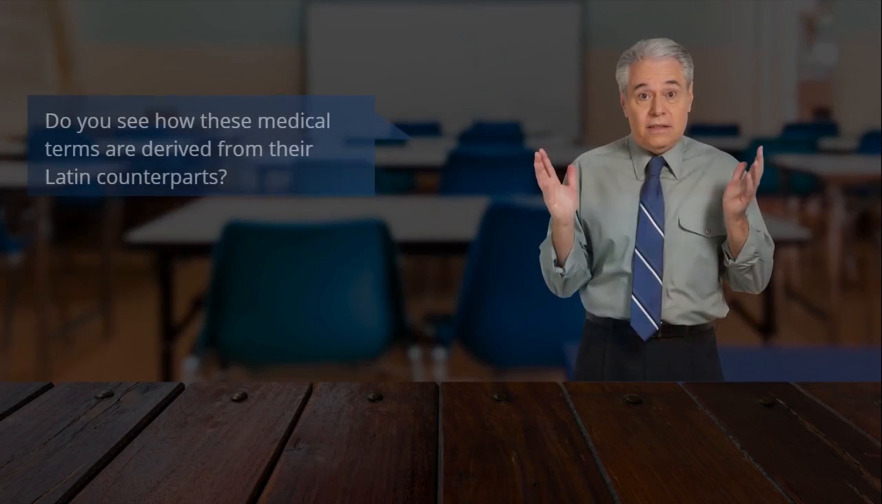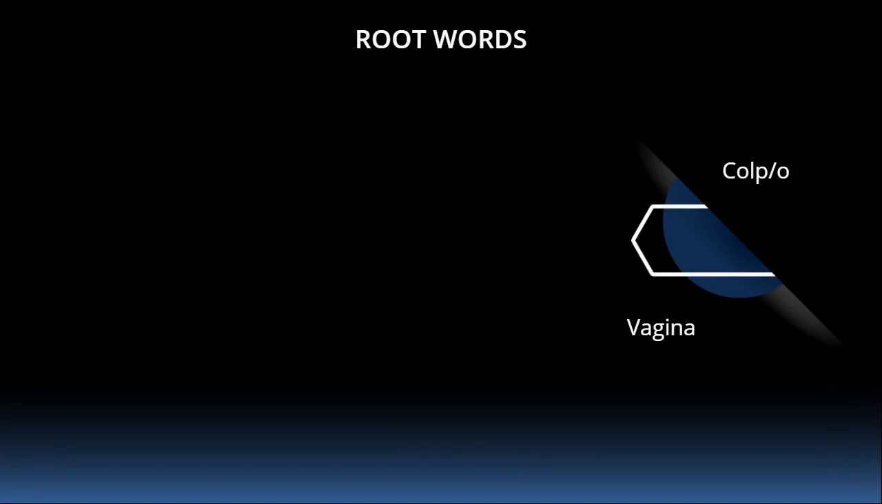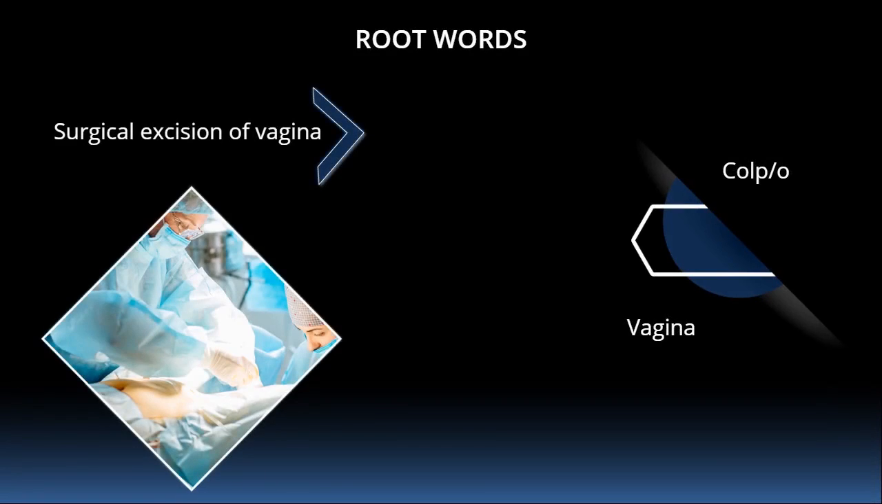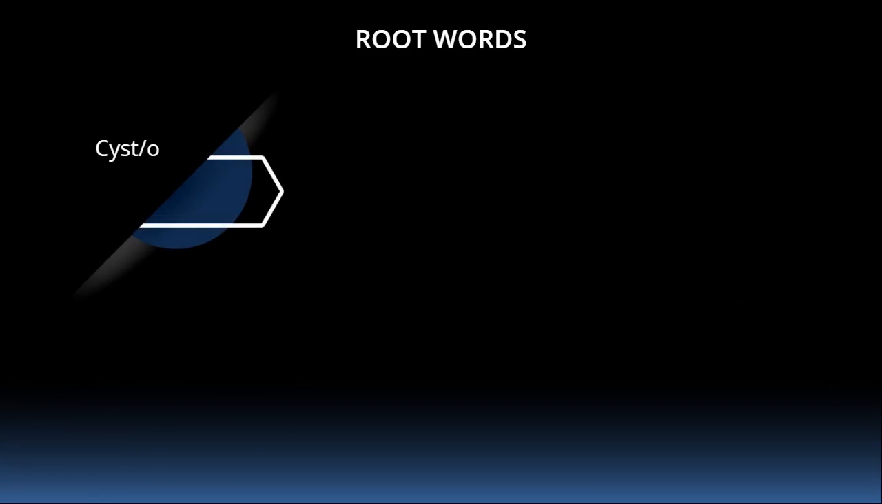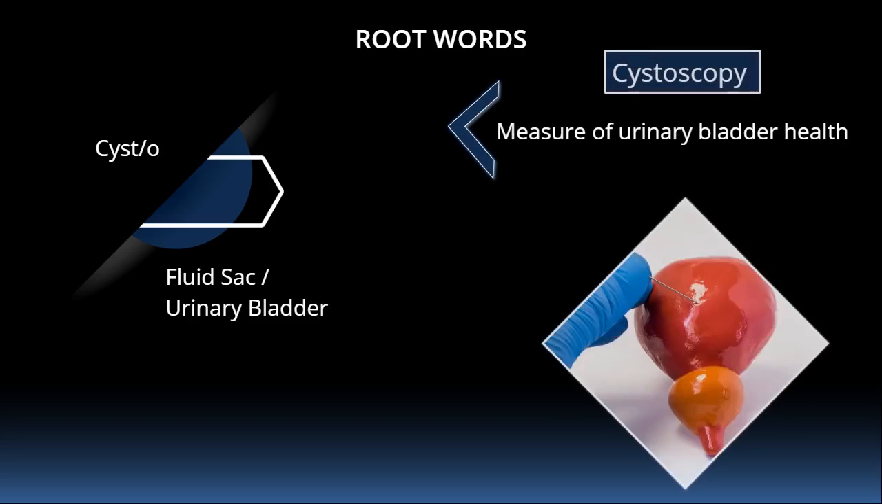Do you see how these medical terms are derived from their Latin counterparts? Yes. Great. Let's look at some other words. Colp is the root word for vagina. Therefore, the surgical excision of the vagina is often called colpectomy. Cyst is the root word for a fluid sac or a pouch and urinary bladder. That's why when we examine the bladder, we call it cystoscopy.